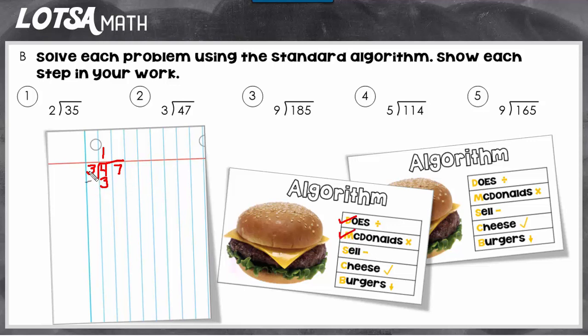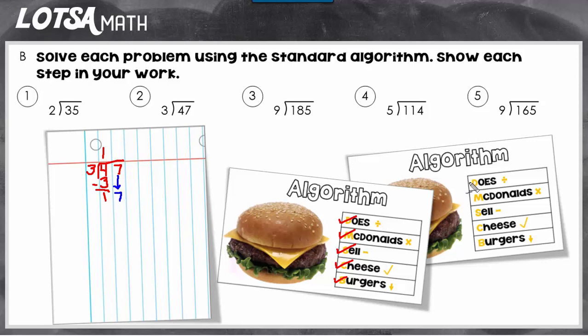My next step is to subtract to find the remainder. So I'm going to do 4 minus 3, and I'm going to get a 1. The next step is to compare. I'm going to compare and make sure this 1 is less than 3, and it is. And my last step is to bring. So I'm either going to bring down the next digit or bring it up as a remainder. And since I have another digit, I'm going to be bringing down the next digit. So now my new dividend is going to be 17.